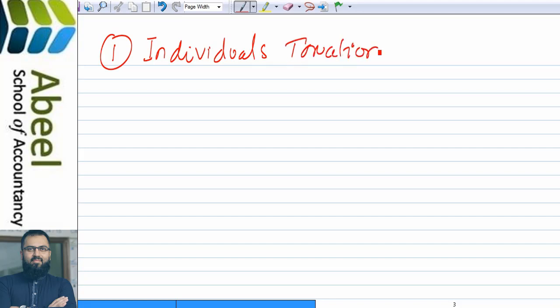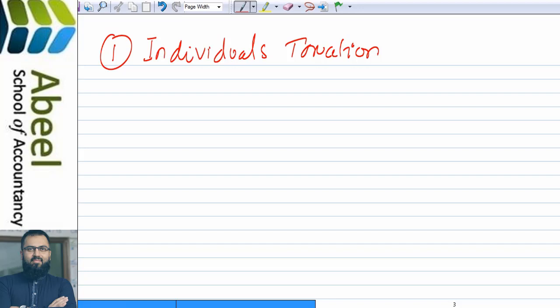The first area out of those five is individuals' taxation. We need to understand how individuals pay tax in the UK, and what tax planning opportunities are available to individuals. If an individual is running his or her own business, how is he or she going to pay tax? So the first area we'll be studying relates to individuals.